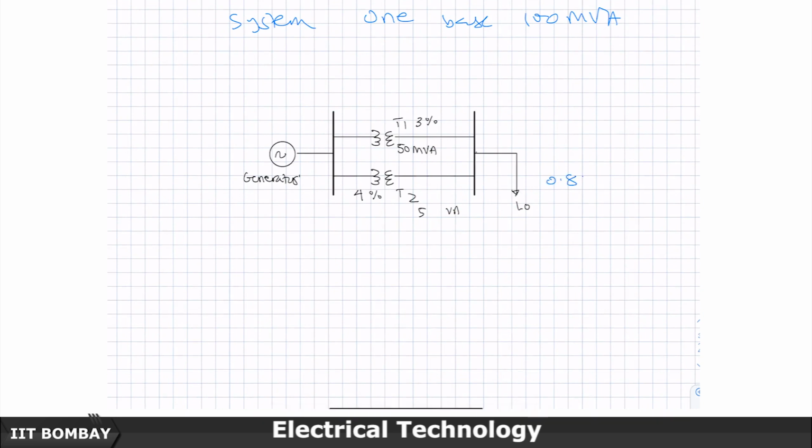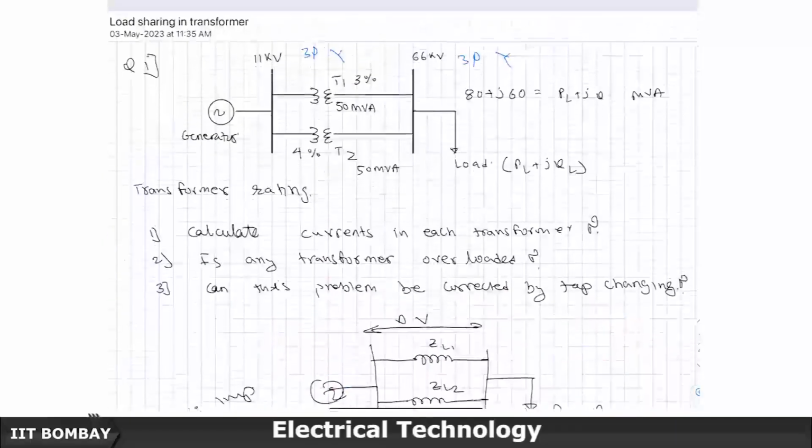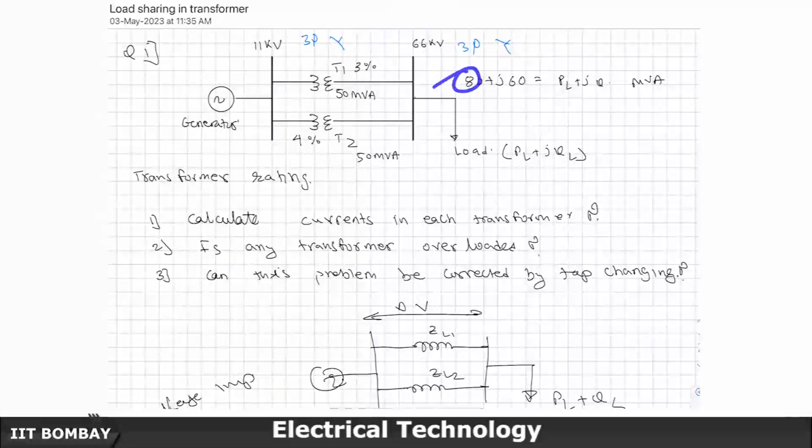So, this is 0.8 plus j0.6 current. Why is that 0.8 plus j0.6 current? Because this is 80 MVA, and 100 MVA is the base. So, if the voltage is at 1 per unit, 66 kV, and the base is also 100 MVA, then the current is also going to be 1 per unit. So, 1 per unit voltage into 1 per unit current will give you 1 per unit MVA, but 1 per unit MVA is actually 100.